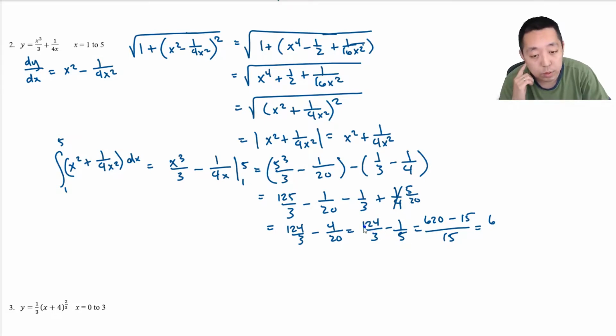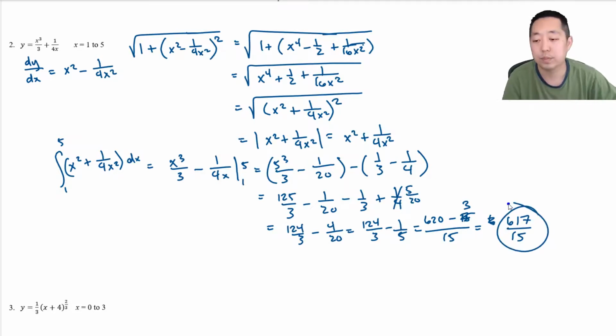520. 5 times 12 is 60. 60 plus 20, or 600 plus 20, 620. 3. I'm going to multiply this, but it's not by 15 minus 3. So that becomes 617 over 15. Okay, there we go.